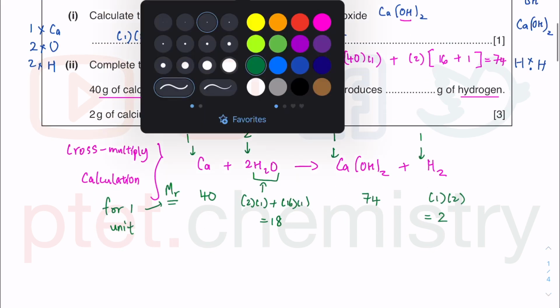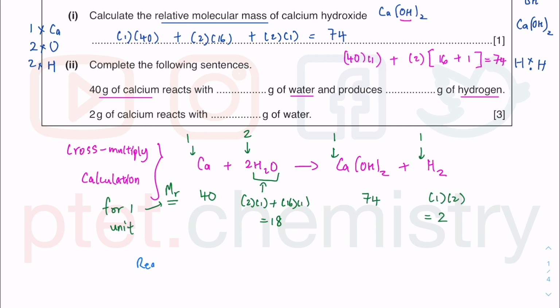Now this topic is called reacting masses, because based on the balanced equations, this is the most important thing, the reacting masses. You don't have to write this down, but you've got to know reacting mass. 1 of these means 1 times 40, because there is only 1 of it, each of which is 40. There are 2 of it, each of which is 18. MR is for 1 unit, but you have 2 units. So 1 unit is 18, so 2 units is 2 times 18, which is 36.